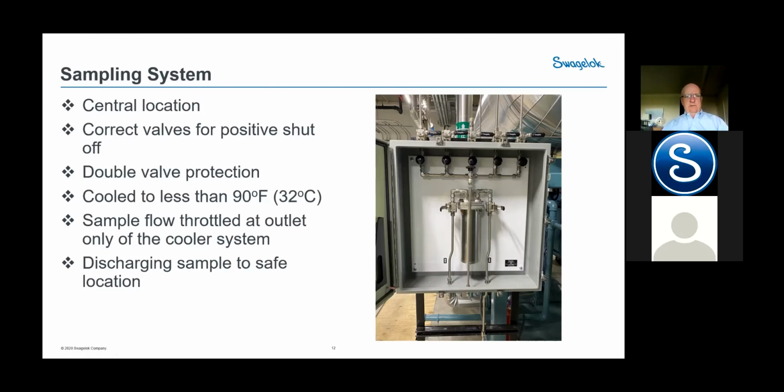Sample has to be cooled down to 90 degrees F. It depends on the sample we're taking. Some people have 80 degrees F. Some people have 100 degrees F. Sample flow throttle at the outlet of the cooler only, and discharging the sample to a safe location. And there's a multitude of different configurations of the central sampling system to achieve proper and safe sampling.